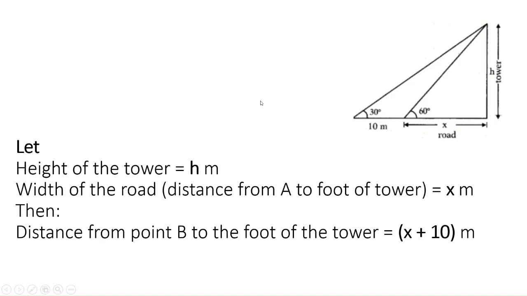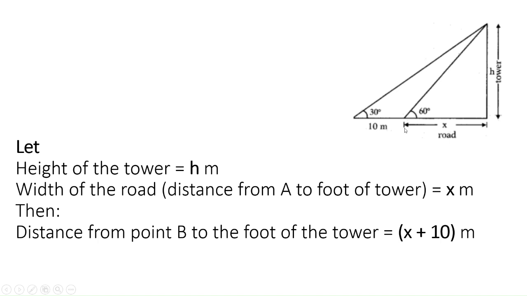Now let us consider the height of the tower as h meters, right? And the width of the road, that is nothing but the distance from A, the first point, to the foot of the tower. This is the foot of the tower, and this is the first point. It is not given, that's why we are taking it as x meters.